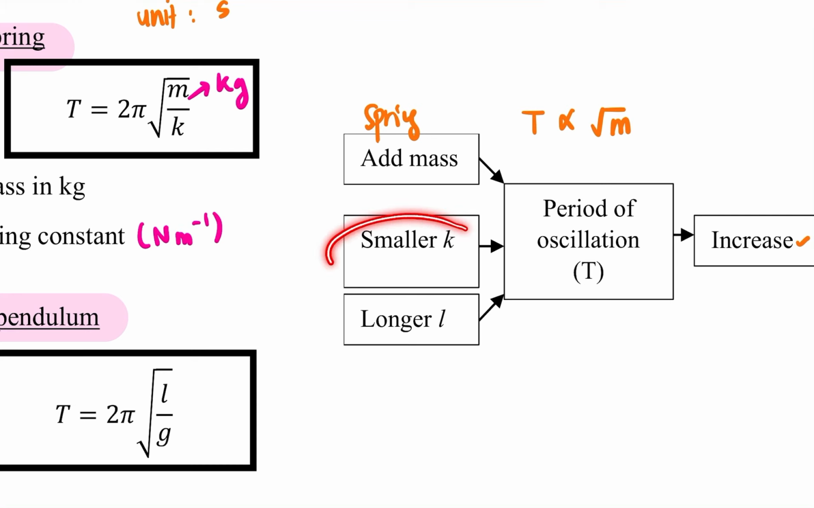Next is smaller K. Now the mass is constant and K changes. The relationship is that T is inversely proportional to square root of K. So with a smaller K, the period will also increase. This is also for the spring. Then for a longer length, this is for the simple pendulum.